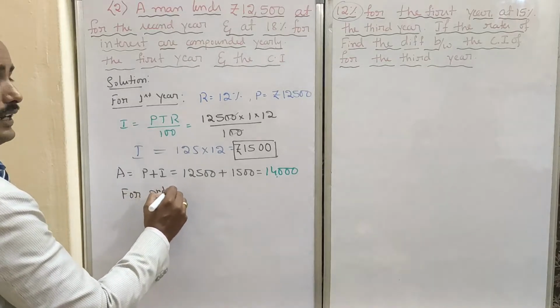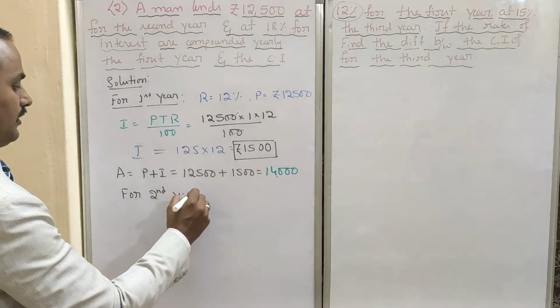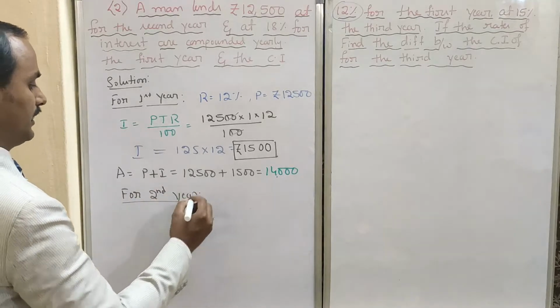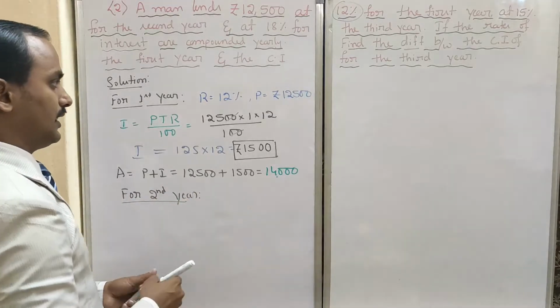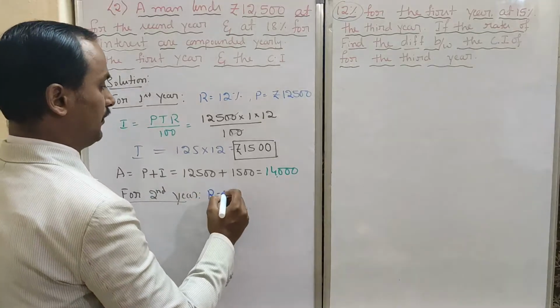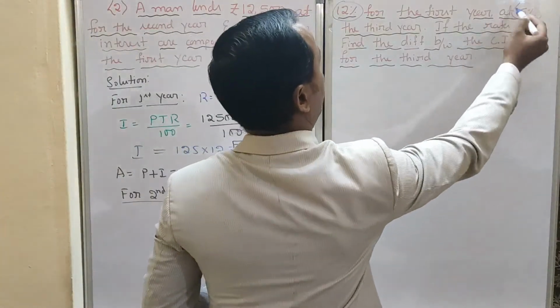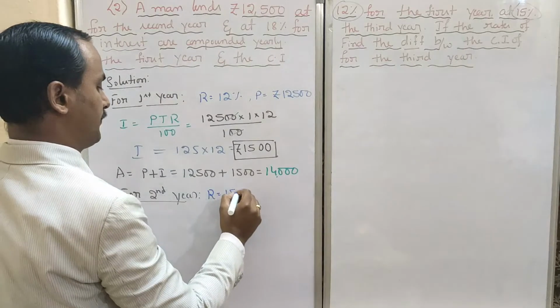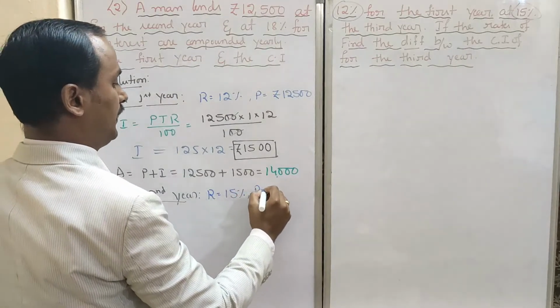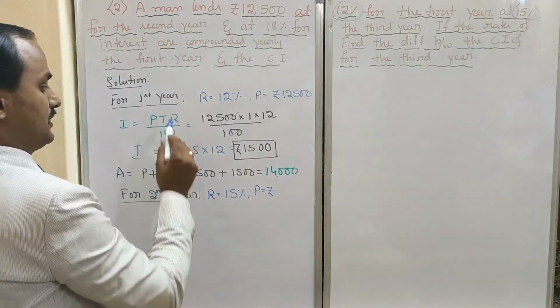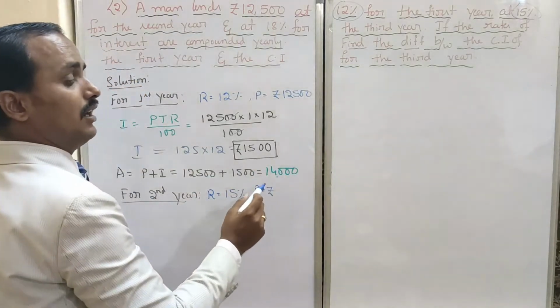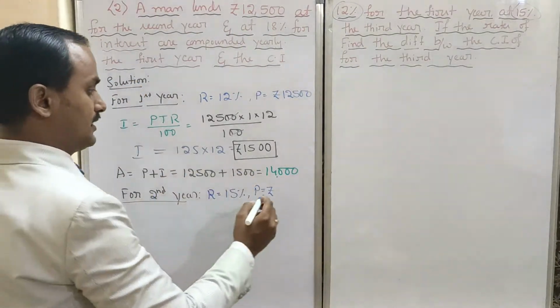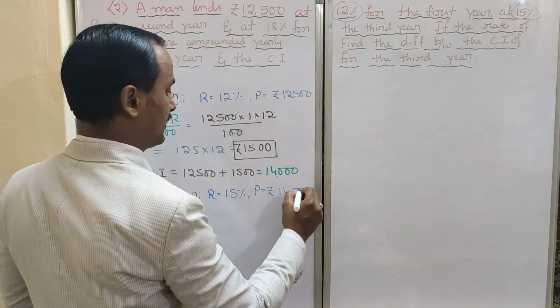Now the next step, for the second year, dear children. The rate of interest here also changes. The rate of interest for the second year is 15%. Then the principal: the first year end amount is the second year principal, 14,000, dear children.